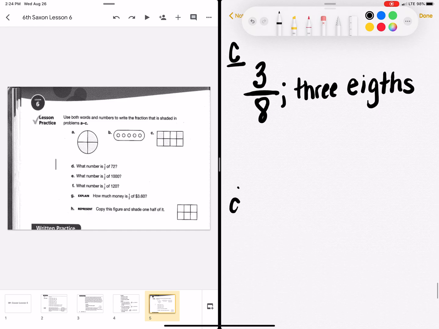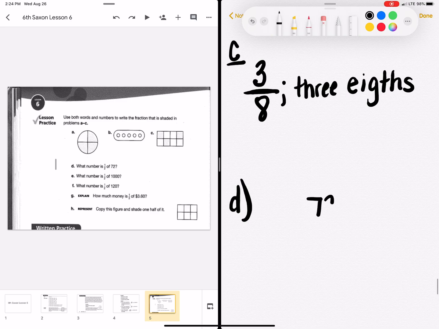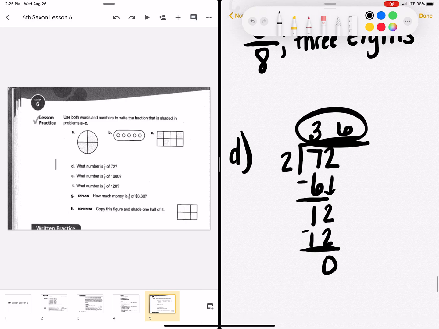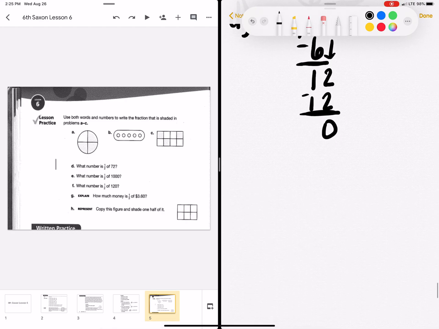D, what number is half of 72? So now we take that 72, divide by the denominator. 2 times 3 is 6. 7 minus 6 is 1. Bring down a 2. What times 2 is 12? That would be 6 times 2 is 12. Subtract, and there is no remainder. So 1/2 of 72 is 36.